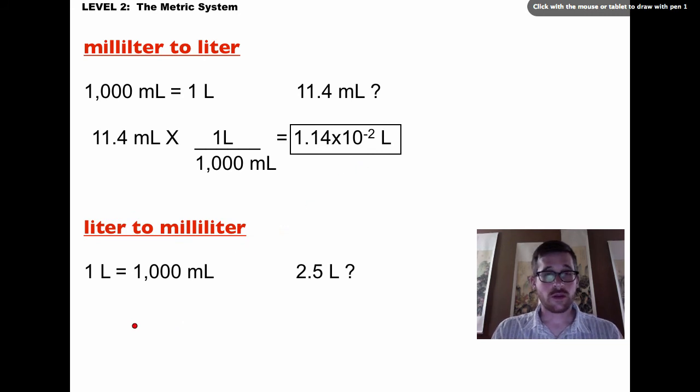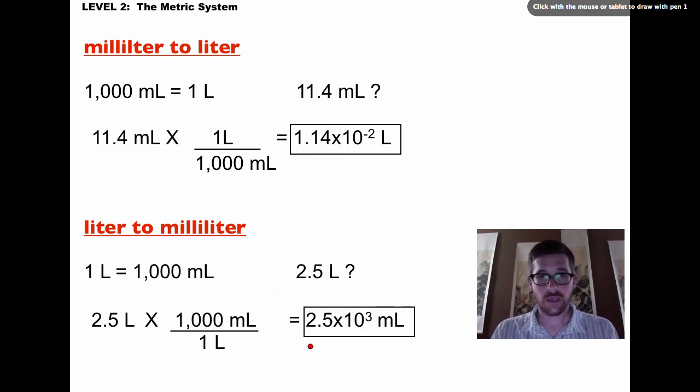What if we're going the other way? 1 liter is equal to 1,000 milliliters still. So if we had 2.5 liters, how many milliliters? Think about that for a second. Think, okay, what's bigger, liter or milliliter? All right, liter is a bigger unit, so I should have lots of milliliters in these 2.5 liters. And that's exactly what we get. We get 2.5 times 10 to the 3rd. So many more milliliters in 2.5 liters.